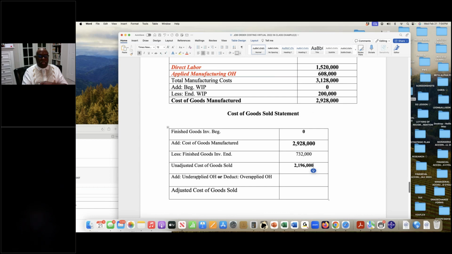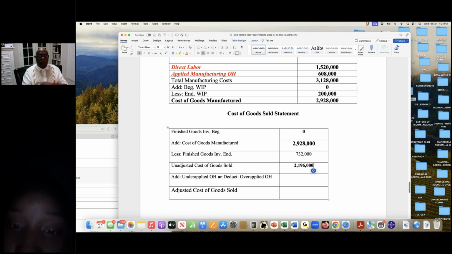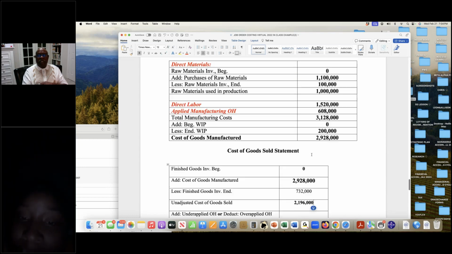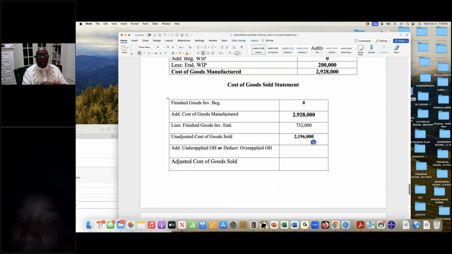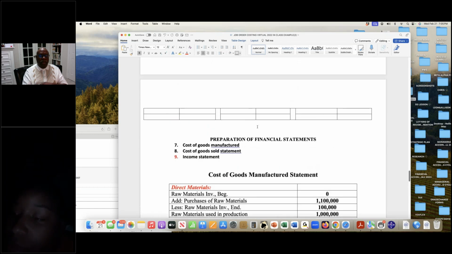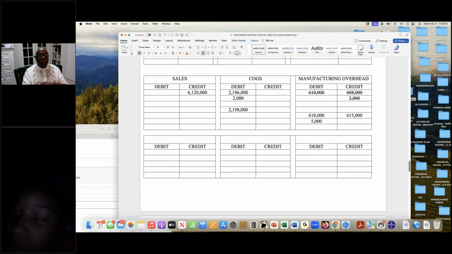We add under applied or we deduct over applied. So we under applied it by what, $2,000. Remember in the account, we under applied it by 2,000. And so our adjusted cost of goods sold, we're gonna add the 2,000. And so it's gonna be what, 2,198,000, which is the balance in the cost of goods sold account. It's there in the T account.